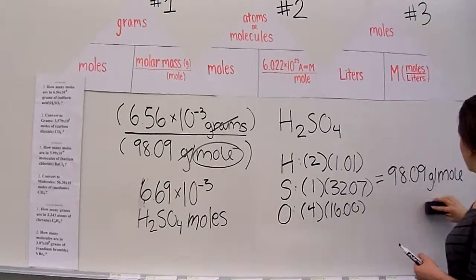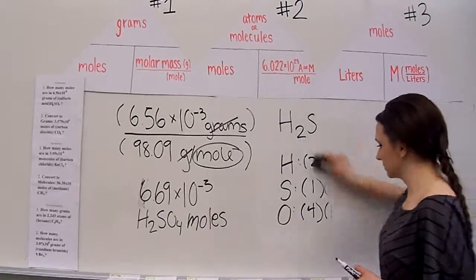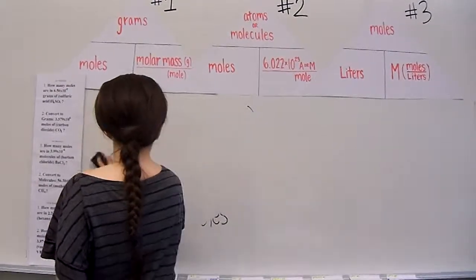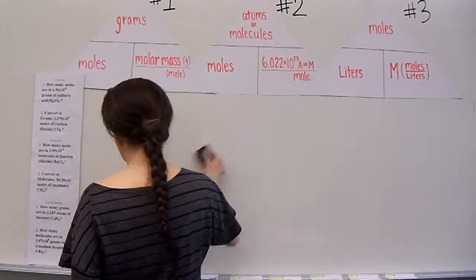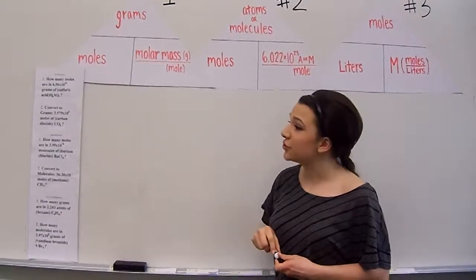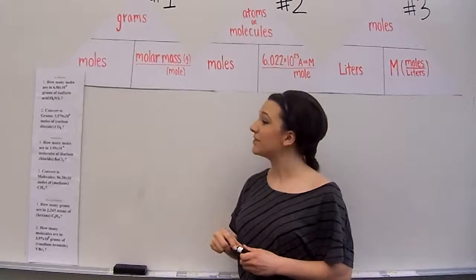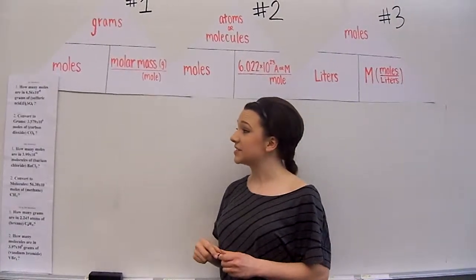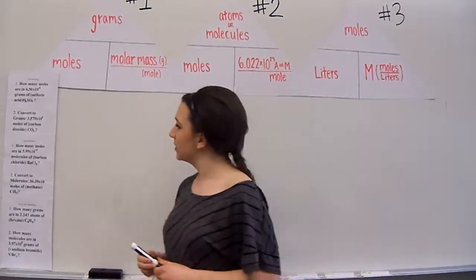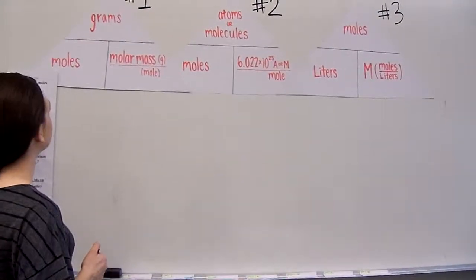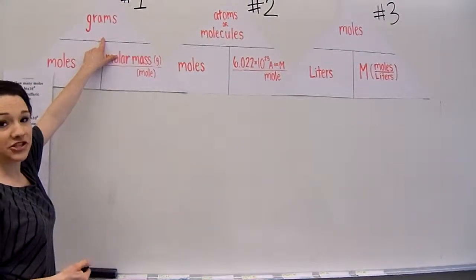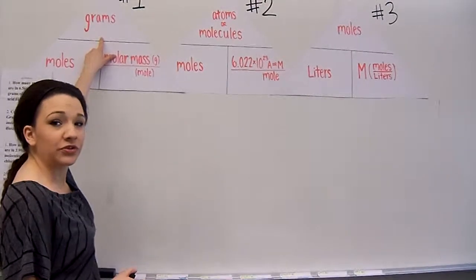I will now do a second problem for you. In this second problem, the directions are convert to grams. It gives us 3.579 times 10 to the first moles of carbon dioxide, which is CO2. So, convert to grams. Again, we need to look for grams. We have grams on this triangle, therefore we know we are going to utilize the first triangle.